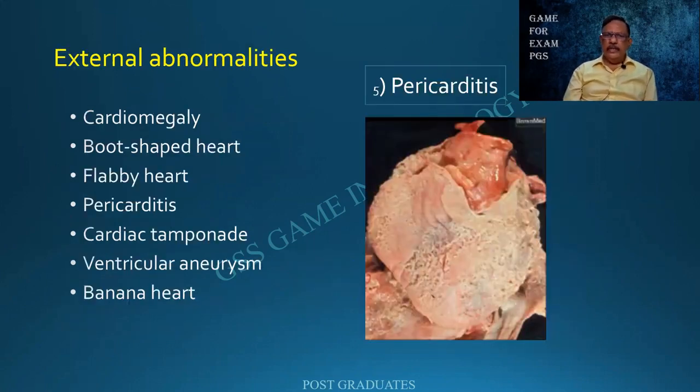External abnormalities, pericarditis. Various questions regarding pericarditis can be asked. Even otherwise, what are the causes for cardiomegaly? Where do you get a boot-shaped heart, a flabby heart, pericarditis, cardiac tamponade, aneurysms, and a banana-shaped heart, etc.? These are all some external abnormalities which we should have in mind.